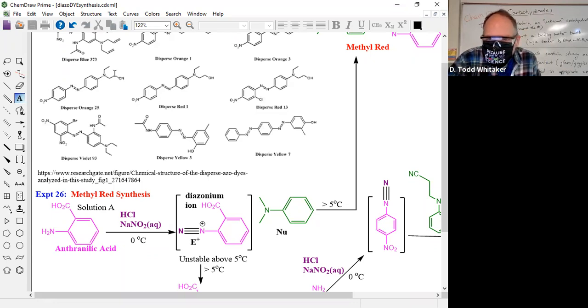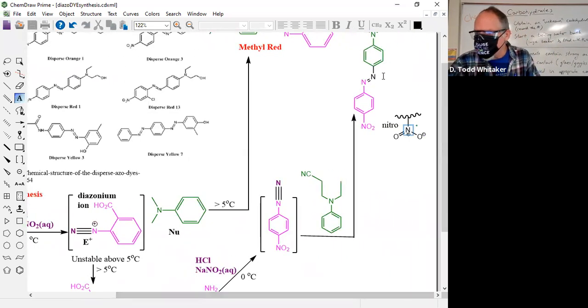Disperse orange ends where? At the end, I think. Oh, Expt 26 Methyl Red Synthesis. They are different. I apologize. I already complained off screen about the resolution of the document I found. I like it because it had a lot of dyes on it, but it's fuzzy. So yeah, we're making disperse orange 25. Thank you. Sorry for the confusion.